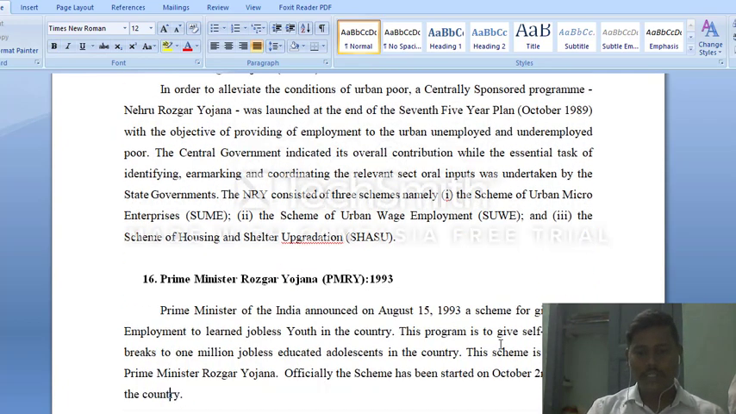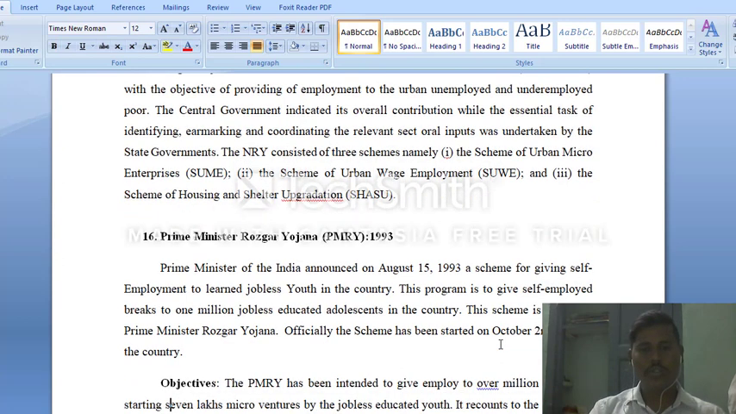In 1993, the Prime Minister Rozgar Yojana was announced on August 15, 1993, a scheme for giving self-employment to educated jobless youth in the country. This program is to give self-employment breaks to 1 million jobless educated adolescents in the country. This scheme is known as Prime Minister Rozgar Yojana. Officially, the scheme was started on October 2, 1993 in the country.